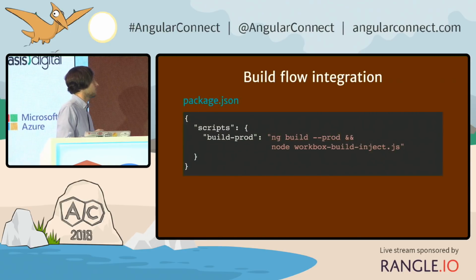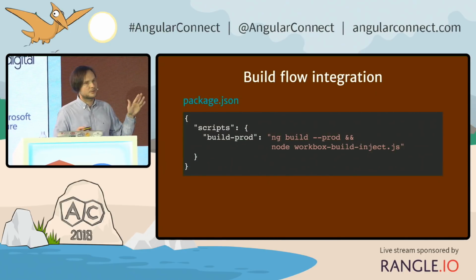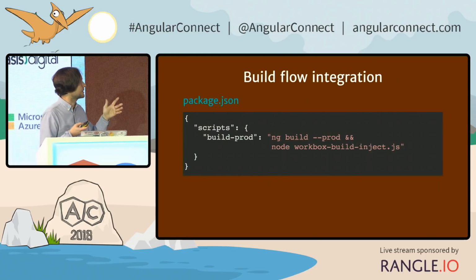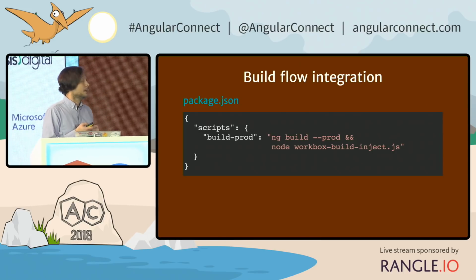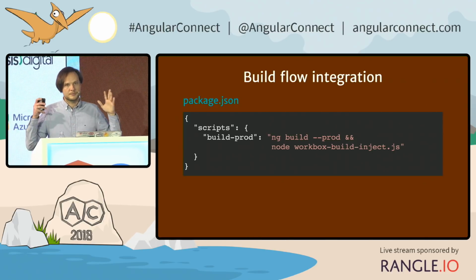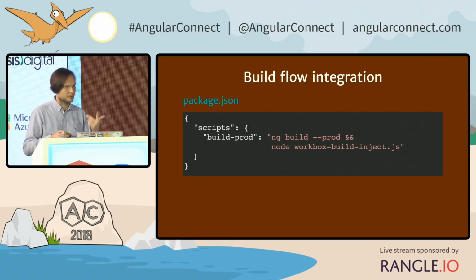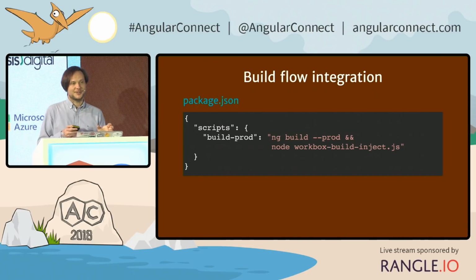The last step we have to add to this flow is to add how we run the build script to our common build flow. And of course, it's important to do it after the build, so it will go through the contents of the dist folder and generate a proper manifest for us.